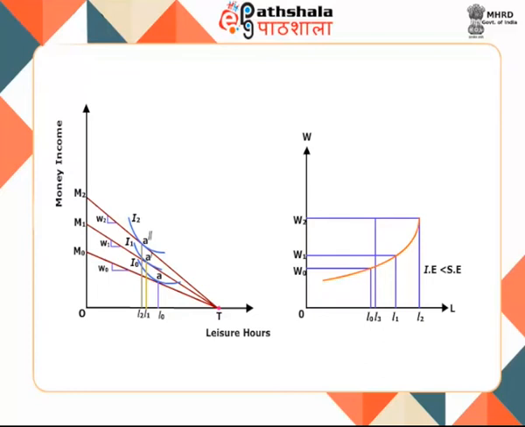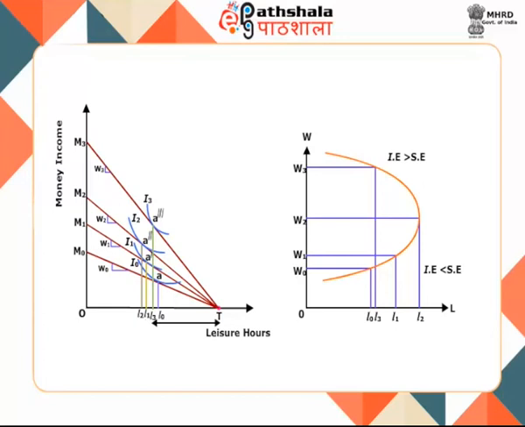However, at a very high wage rate, say W3, or income line M3T, the individual moves again to a higher indifference curve I3, and equilibrium takes place at point A triple dash, and at this tangency point, the income effect starts to dampen the substitution effect. This results in a reduction of work effort from L2T hours to L3T hours, with the increase in money income to OM3 level.